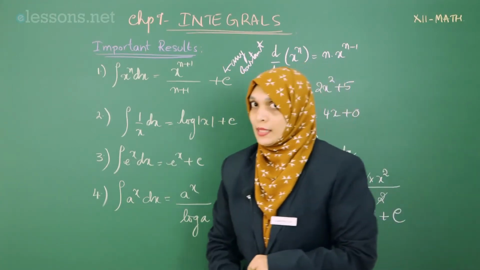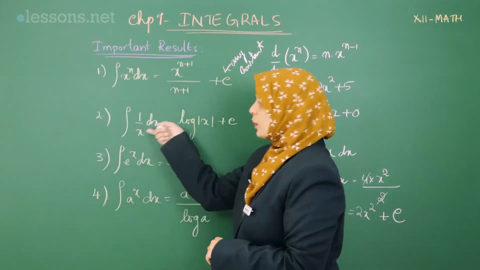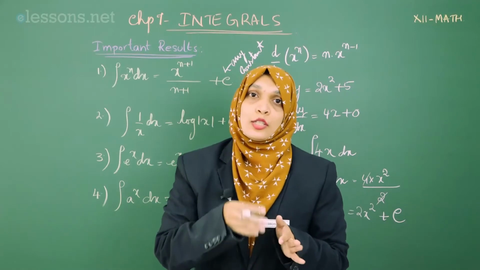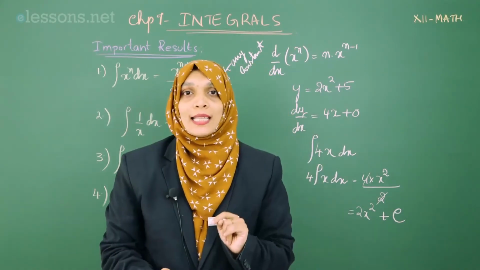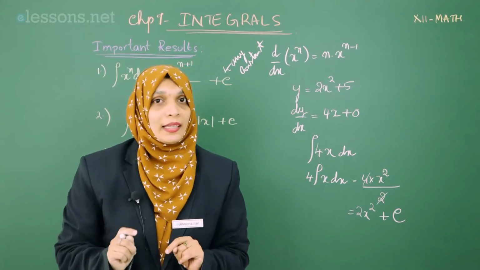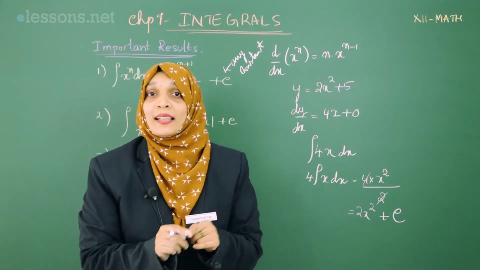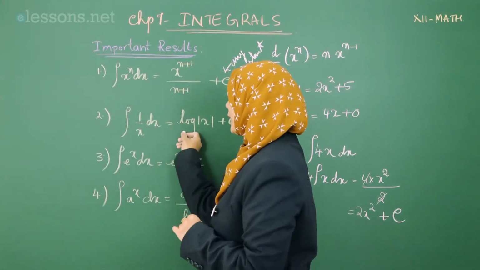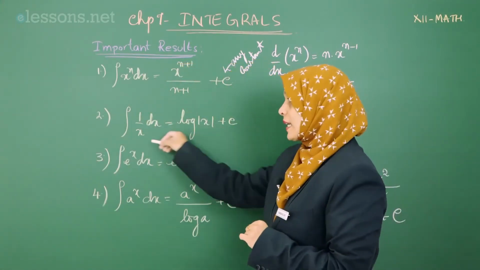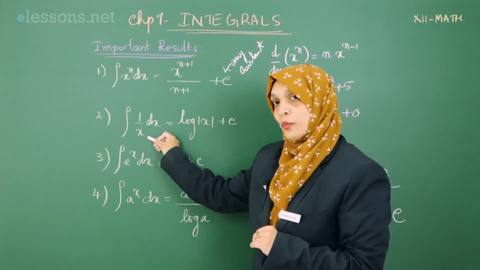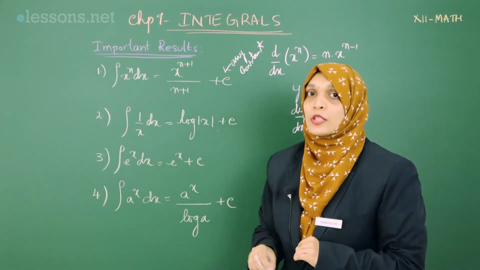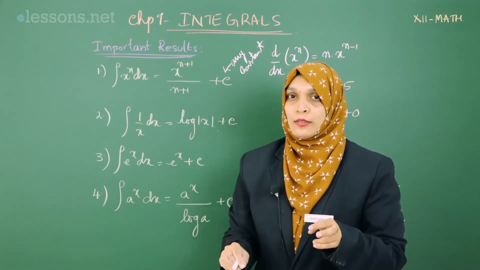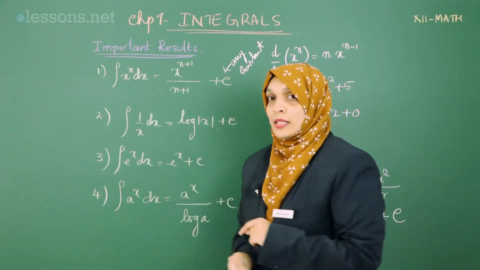The next one here is integration of 1 by x dx. This is equal to log x plus c. Going back to differentiation, the differentiation of log x is 1 by x. Didn't I tell you that integration and differentiation are opposites to each other? We have differentiation of log x as 1 by x and integration of 1 by x as log x plus c. So this is pretty easy for you to remember because they are just opposites of each other. Let us go to the next result.